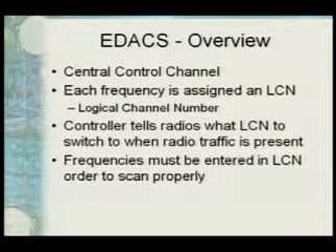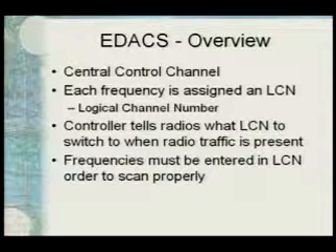So the control channel tells the radio what LCN to go to. It doesn't say go to 854.6000. It says go to LCN 3. And then the radios all jump to LCN 3. What that means to scanner users is you have to program the frequencies for an EDACS system in LCN order. If you don't program them in that order, your scanner's not going to know where to jump to.